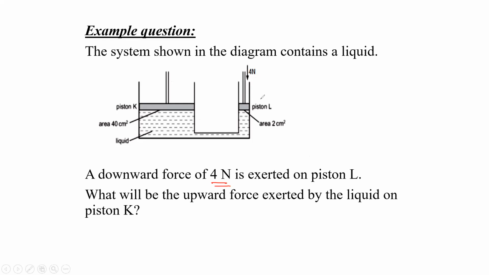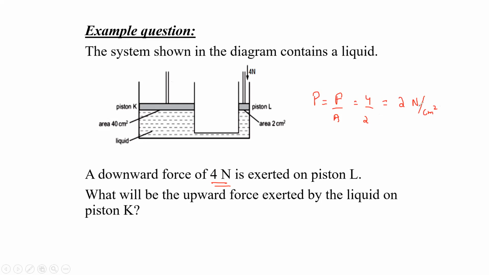So how to do this? You cannot solve it directly. First, you have to calculate how much pressure is applied on the liquid. So how much pressure are we applying on the liquid? Pressure is force divided by area. So force is 4 and area is 2. So 4 divided by 2 is equal to 2 Newton per centimeter square.